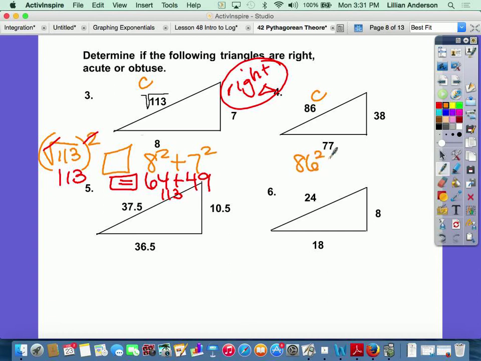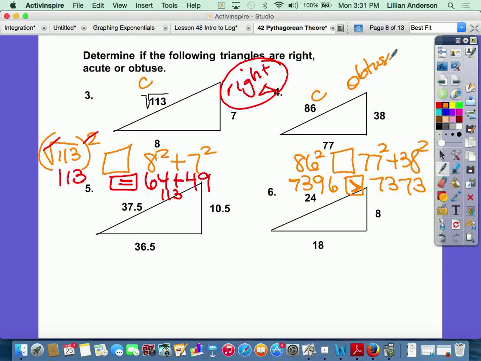So I do 86 squared and then 77 squared plus 38 squared. Now yeah, you may need your calculator here because these are pretty big numbers. But 86 squared is 7396, and then 77 squared plus 38 squared is 7373. Now if I look, my c squared is greater than my a squared plus b squared. And because it's greater, that means this is an obtuse triangle.